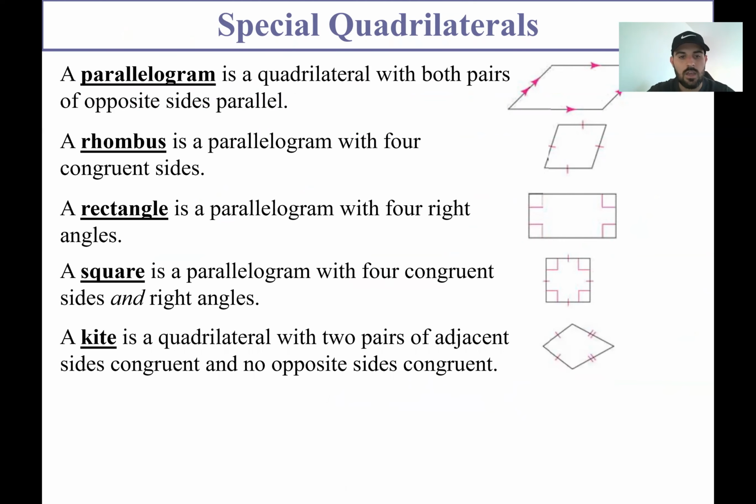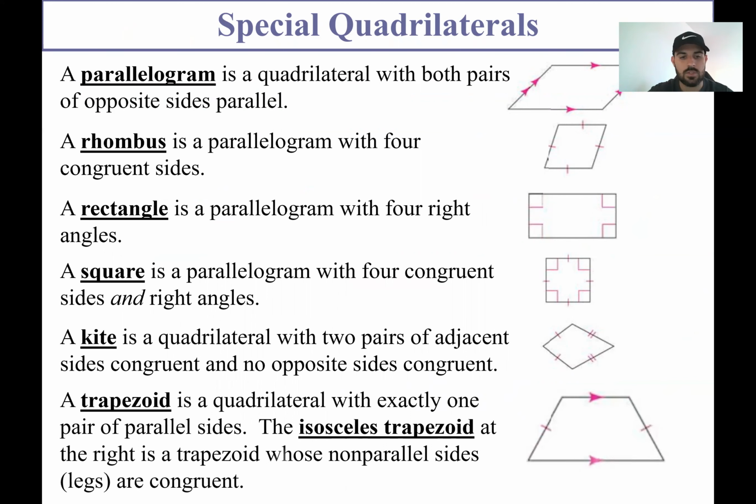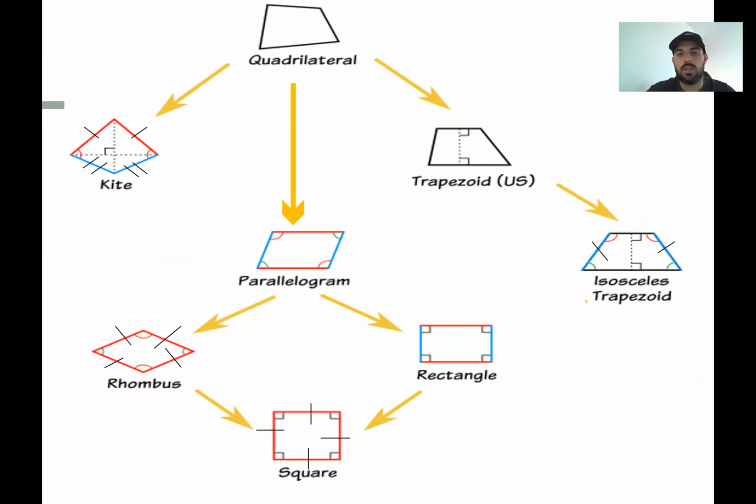We have the kite, which is a quadrilateral that has 2 pairs of adjacent or consecutive sides congruent and no opposite sides are congruent. And then we have a trapezoid, which is a quadrilateral with exactly 1 pair of parallel sides. And if you wanted to make an isosceles trapezoid, which I'm not really going to be asking you to identify, it would have 2 congruent non-parallel sides. All right, just another family tree here, so you guys can take a look at it. We're going to pause the video and screenshot it or take a picture.